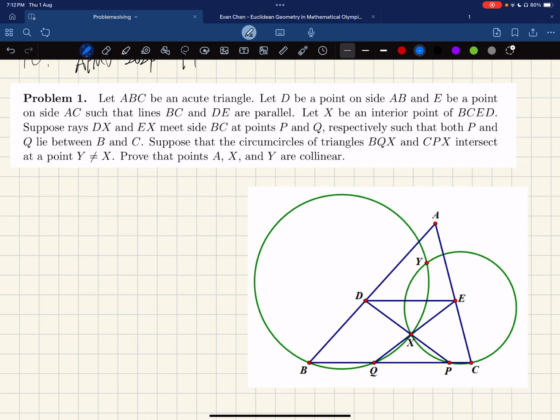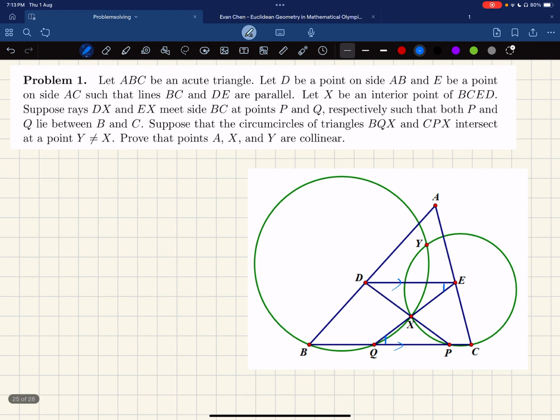Suppose the rays DX and EX meet side BC at points P and Q respectively, such that both P and Q lie between B and C. So, according to the parallel lines, we can have, for example, this angle equals this angle, right? And let's continue. Suppose the circumcircles of the triangles BQX and CPX intersect at a point Y different from X. Prove that the points A, X, Y are collinear.